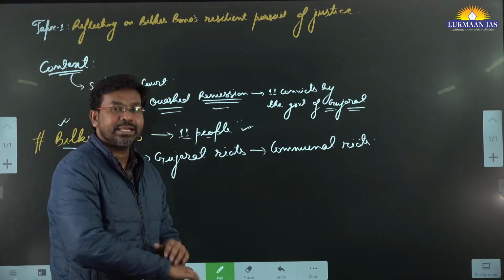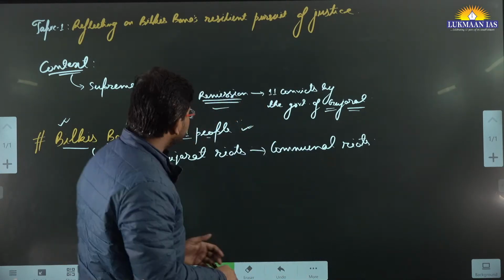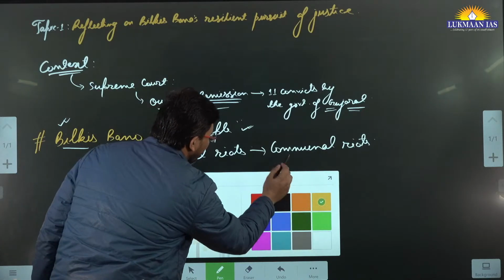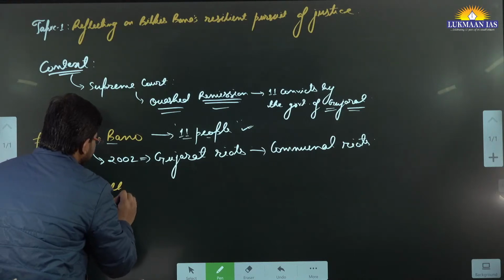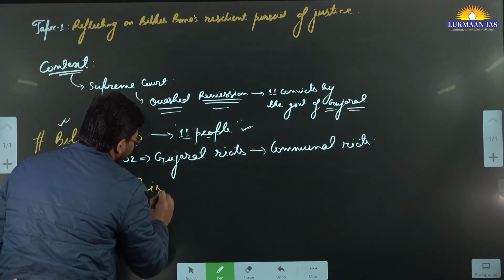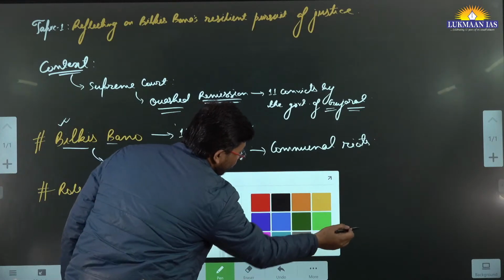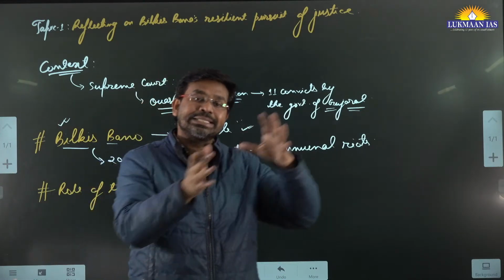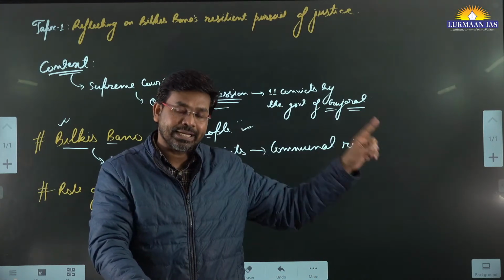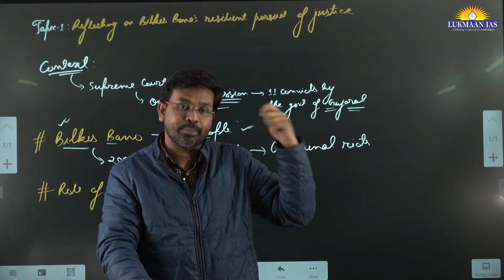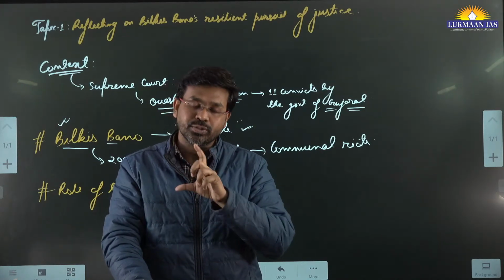Now, this particular incident raises a very important question. What is that question? It raises the question on the role of the prison. What is the role of the prison? When we talk about the role of the prison, why are people sent to prison? People are sent to prison so that they get time inside the prison to reflect upon what wrongs they have done to some people or to the society at large.